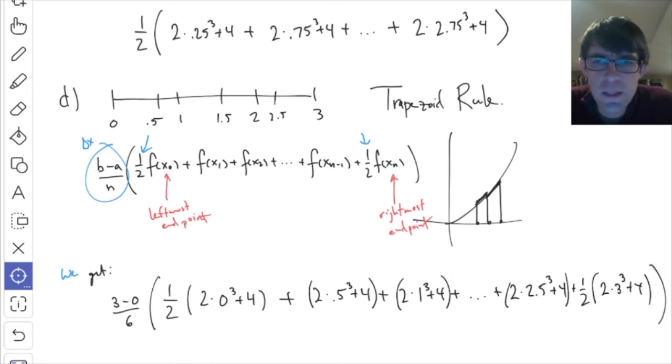Any questions about how I did that? So just to clarify, we're basically plugging in everything, the left endpoints, right endpoints, and everything in between. That's right. Yep.